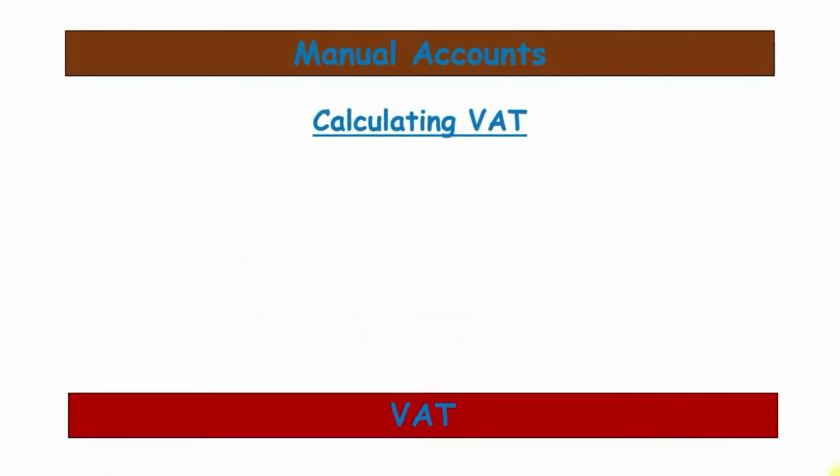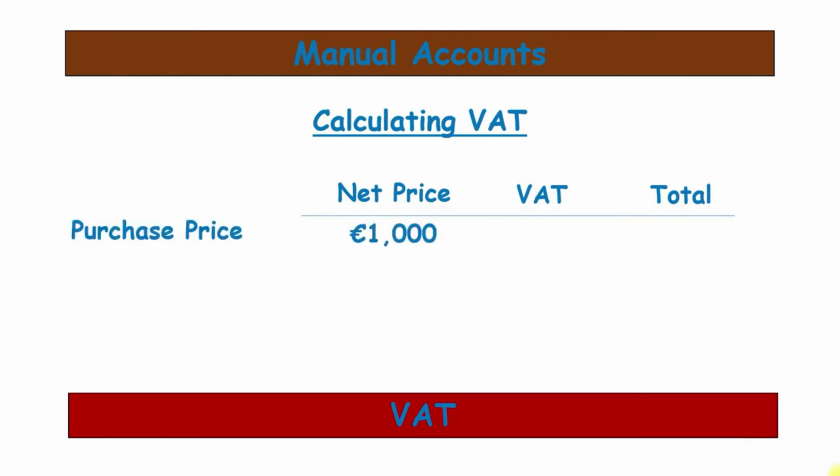Let's take a moment to see how VAT calculations and VAT refunds work. The base price of a product or service is the net figure. VAT is calculated on the net figure, and the two figures are added together to get the total figure. In this example, we buy a product for 1,000 euros. At 23%, the VAT amount comes to 230. Add the two together to give a total of 1,230.